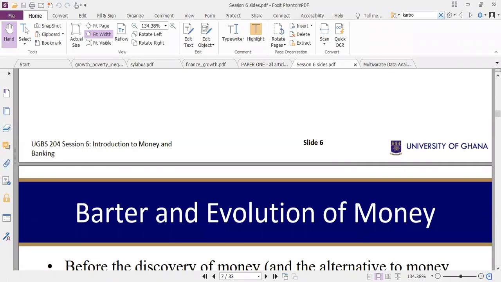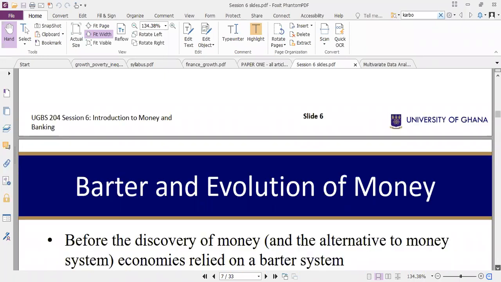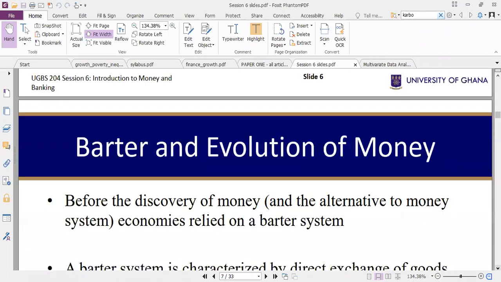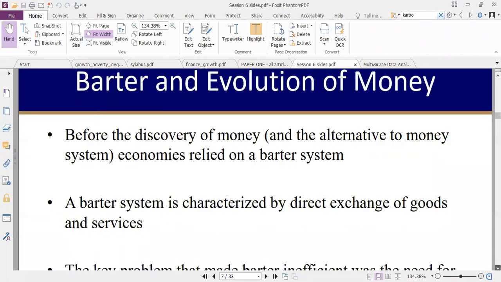Okay, so we are just starting from money. You guys have already defined money, and I want to tell you how money has evolved over time. There was a case some years back where we didn't have an economy, so what we were trying to do all the time was probably to exchange goods for goods.